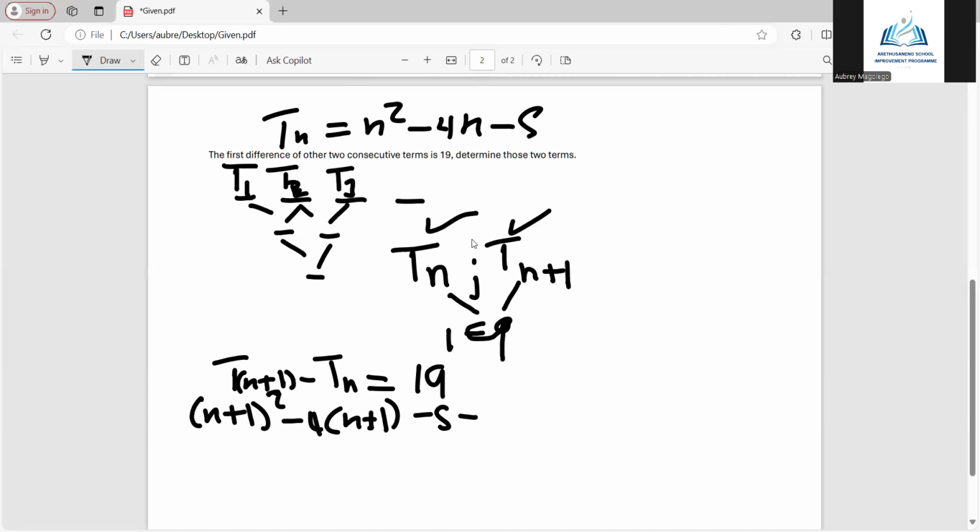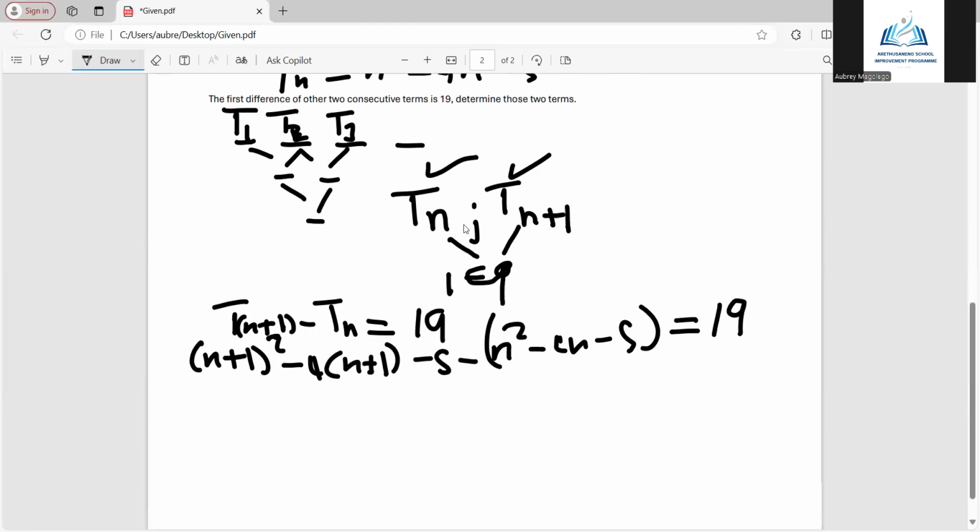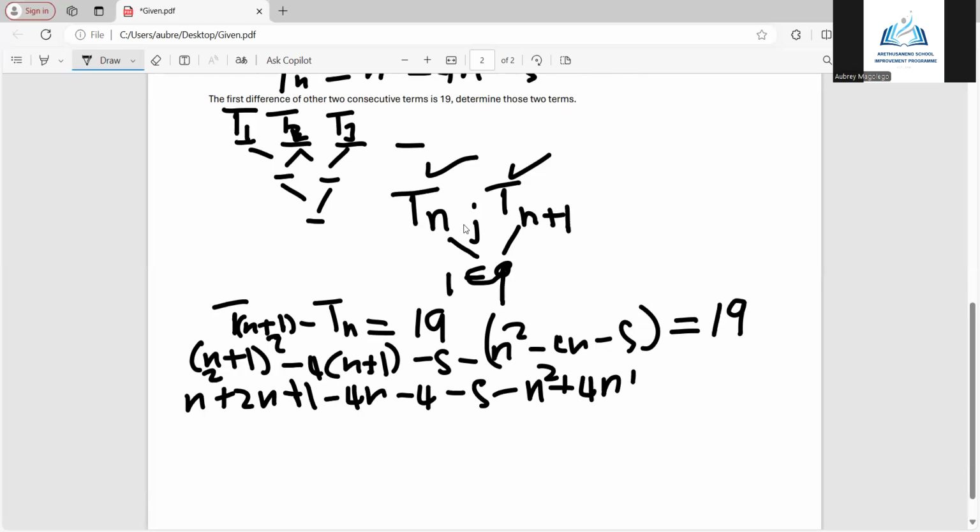So the general term is n squared minus 4n minus 5, and this is equal to 19, because we know their first difference is equal to 19. Therefore, we solve for n. (n plus 1) squared gives n squared plus 2n plus 1. Then negative 4 multiplied by n is negative 4n, and negative 4 multiplied by positive 1 is negative 4, then minus 5. Therefore, negative 1 multiplied by positive n squared is negative n squared. Negative 1 for negative 4n gives positive 4n. Negative 1 multiplied by negative 5 is positive 5. All of this is equal to 19.